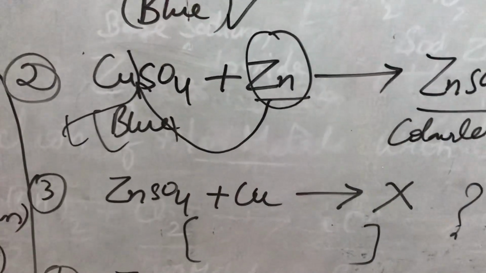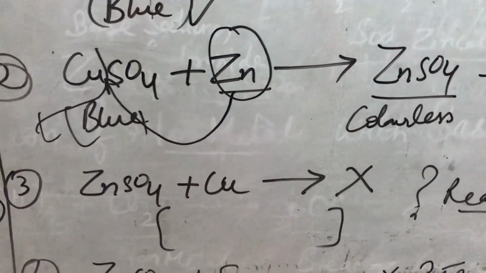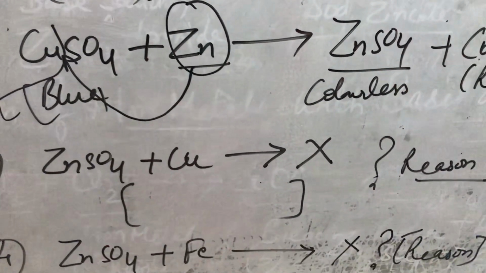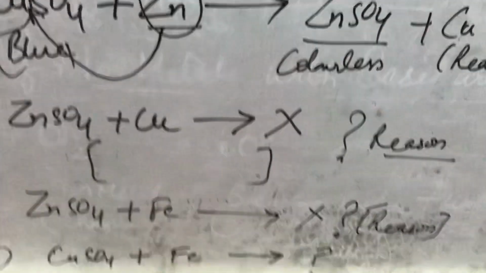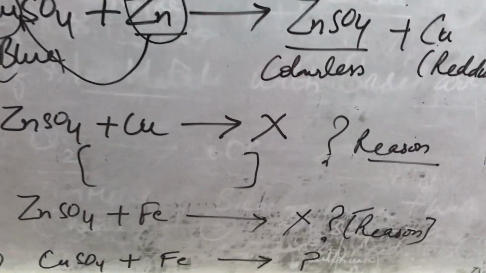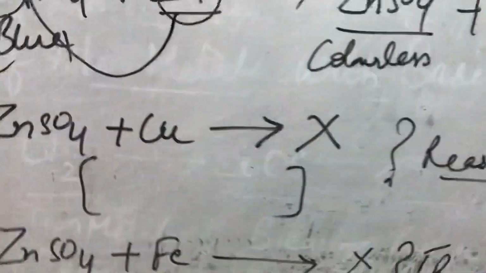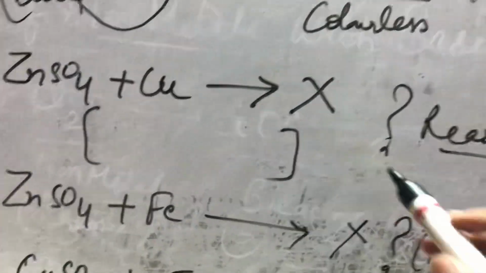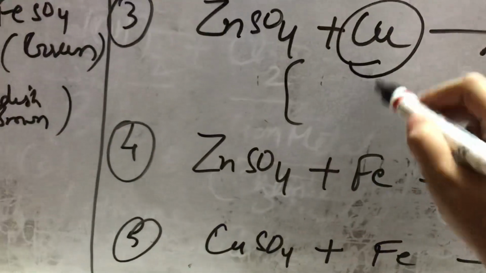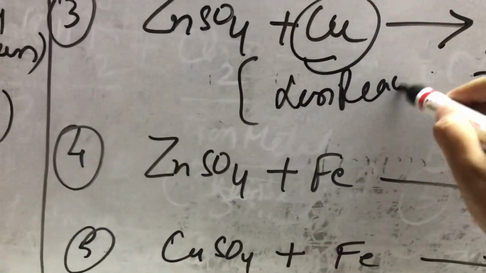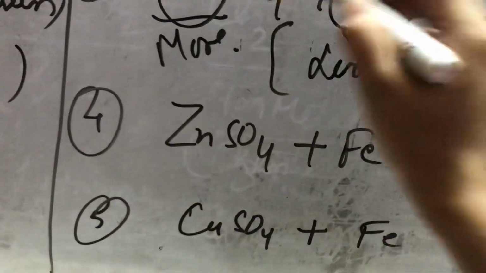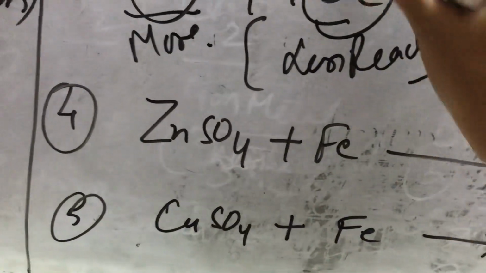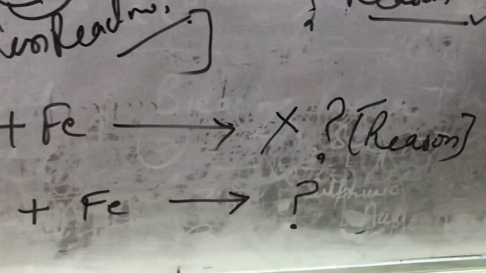Is this reaction feasible? Does this reaction occur? Why or why not? Tell me the reason. Just think about it, whether this reaction will occur or not. This reaction is not feasible. This reaction will not occur because copper is less reactive whereas zinc is more reactive. So copper is not going to displace the zinc, so the reaction is not going to occur.